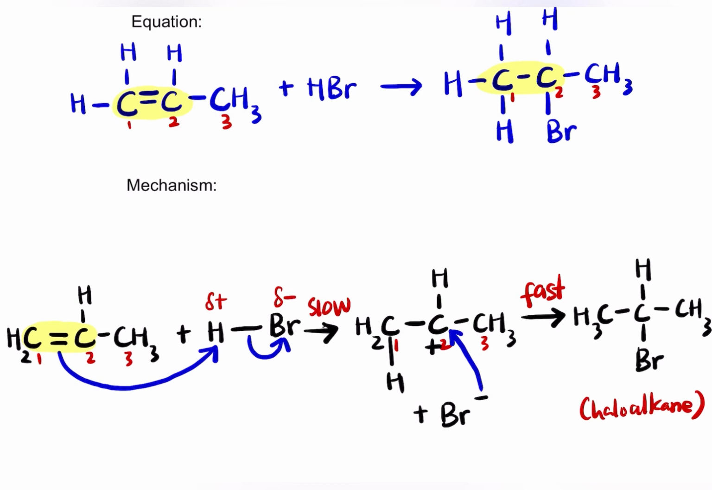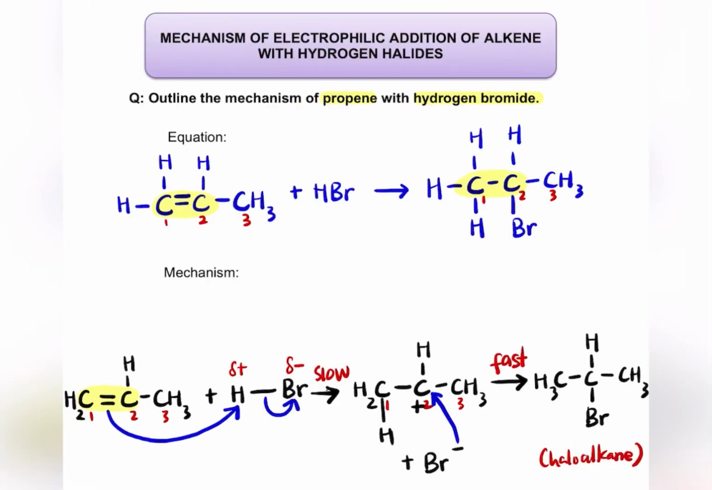So this is the mechanism for propene when it reacts with HBr. I hope you are clear, especially on the part where you determine the positive charge on the carbon, because we are going to form the carbocation first. So that's all for this video. I hope you are clear with the mechanism of alkenes with hydrogen halides.